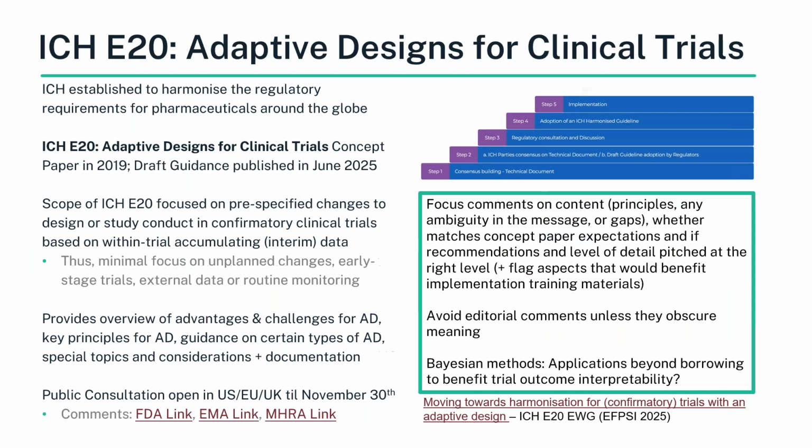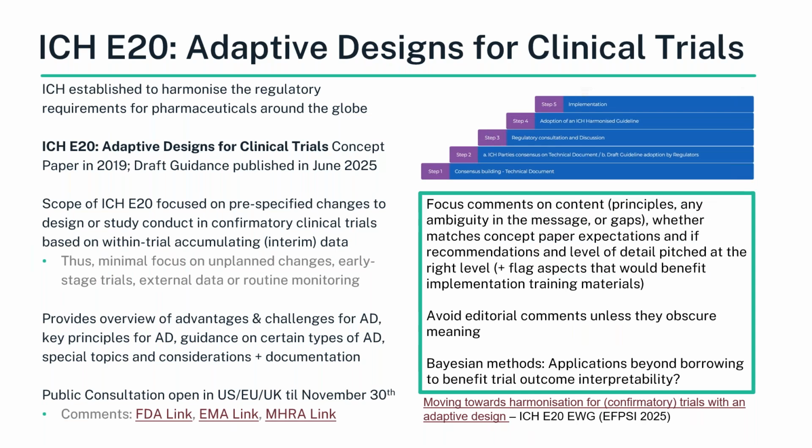And so ICH E20, Adaptive Designs for Clinical Trials, is this major milestone. The ICH, the International Council for Harmonisation of Technical Requirements for Pharmaceuticals for Human Use, which I'll just call ICH from here on out, is an organization that was established to harmonize the regulatory requirements for pharmaceuticals around the globe. So this is an entity that exists to bring all of the major regulators together, whether that be the EMA, the FDA, the Japanese regulator, the Chinese regulator, or the UK regulator now that it has left the EU, and they try to find common principles that can be accepted across all of those entities if you're bringing a marketing application or some other application to those regulators.